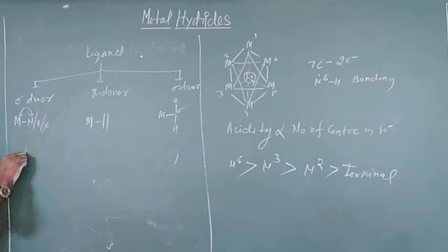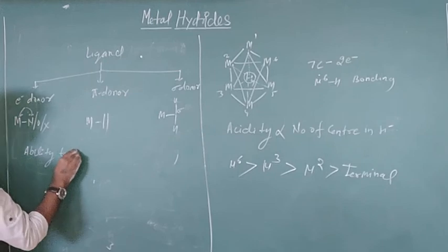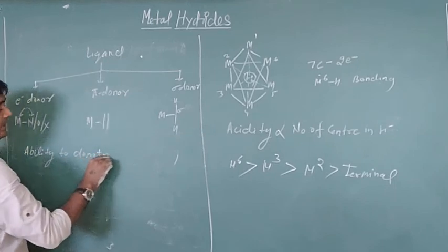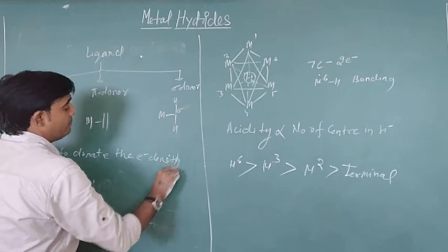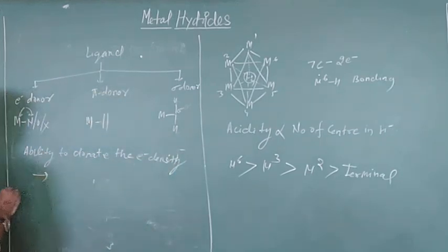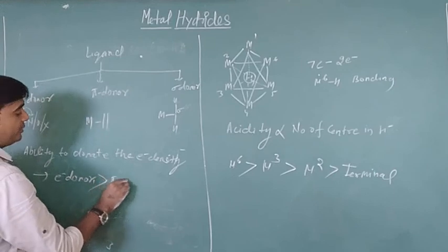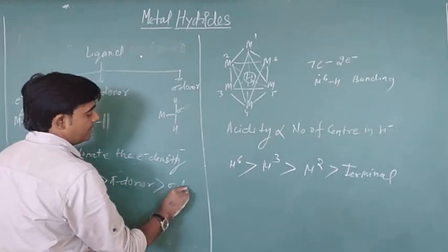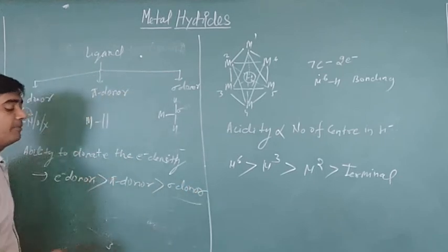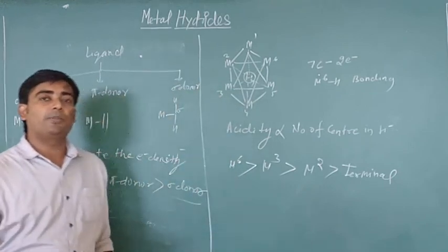And the ability to donate electron density to the metal from the ligand will follow the following trend: electron donor will be more efficient as compared to pi donor, and pi donor will be more efficient as compared to sigma donor. And we can apply these concepts to the chemical properties of metal hydride complexes.